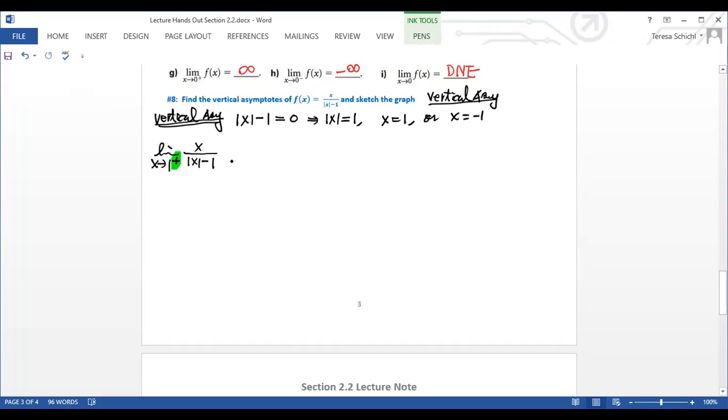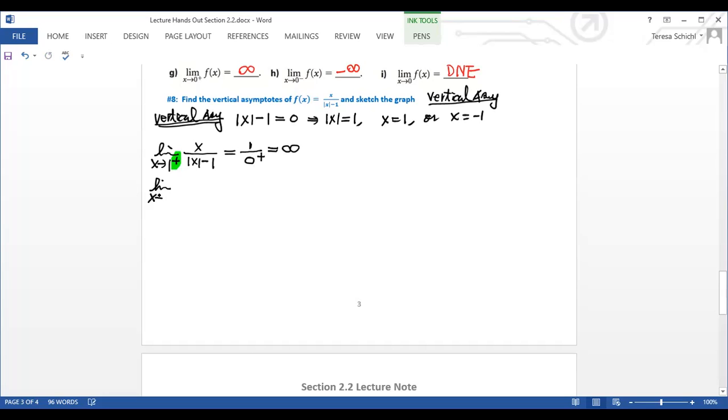All right, so if x is always a little bit greater than 1, then x minus 1 approaches 0, but it's always a little bit greater than 0. So what is this one? We know the denominator approaches 0 from the positive side, so the limit goes to infinity, right? Okay, so the same way here.